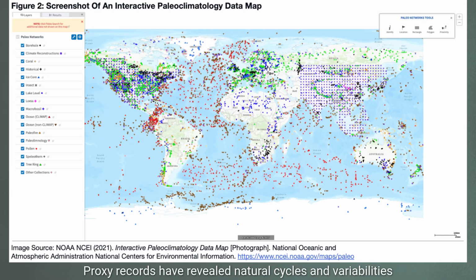Proxy records have revealed natural cycles and variabilities in the Earth's climate system, such as glacial cycles and periods of abrupt change. By understanding these natural patterns, scientists can distinguish between natural variability and anthropogenic influences on the current climate. According to National Geographic Education, analyzing tree rings, a method called dendrochronology, offers paleoclimatologists clues about the historical temperature and rainfall patterns during a tree's lifetime. This knowledge helps scientists hypothesize about historical temperature shifts and drought periods.